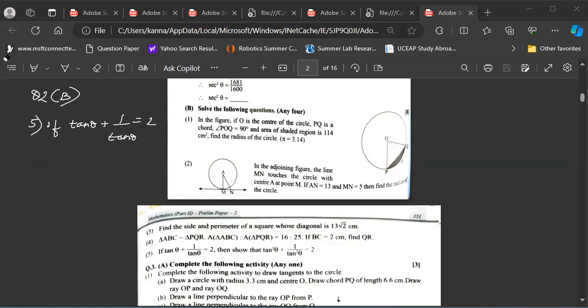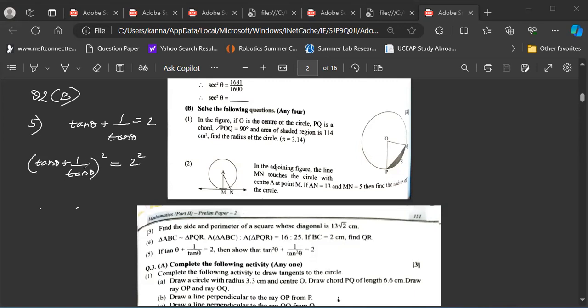Tan theta plus 1 upon tan theta equals 2 is given to us, okay? Am I right, children? I'm writing the solution part directly. Tan theta plus 1 upon tan theta is 2. So I want tan square theta, so I square both sides. Tan theta plus 1 upon tan theta, the whole square, will be equal to 2 square.